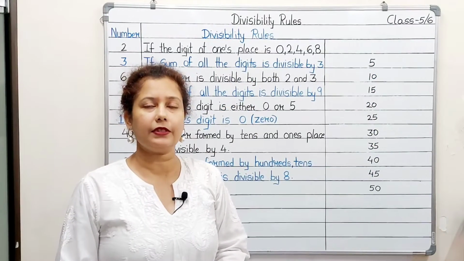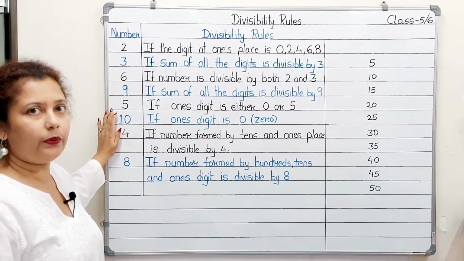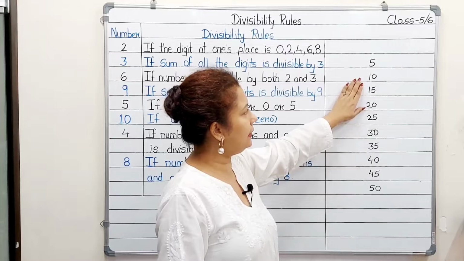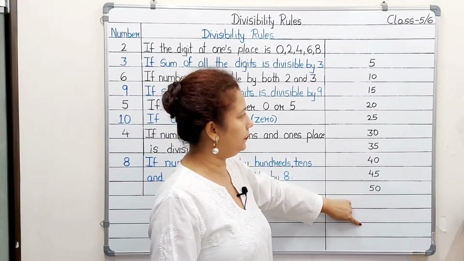Next we will see divisibility rule of 5. It is very easy. You might have observed the 5 table. Then we can see there is 0 and 5 alternating in the 5 table.